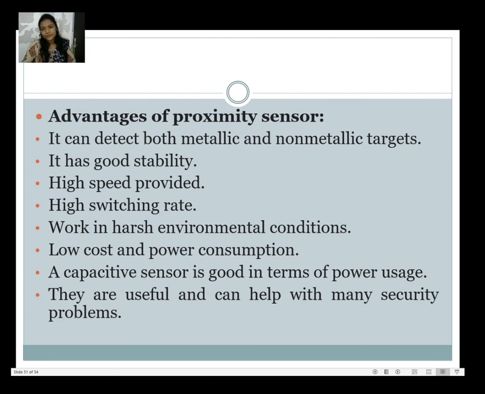Then why do we use proximity sensors? What are the advantages? It can be used to detect both metallic and non-metallic targets. It has good stability. The switching rate is high, speed is also high, and it works in harsh environmental conditions. Low cost and low power consumption. They are also useful and can help with many security problems.